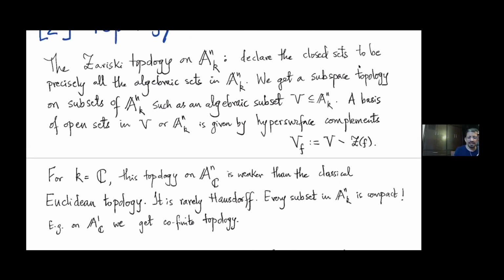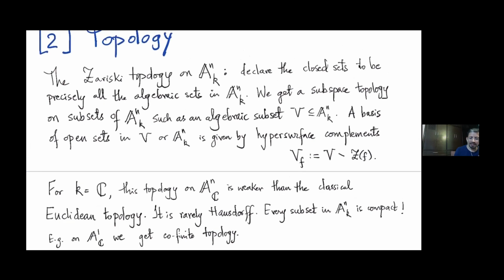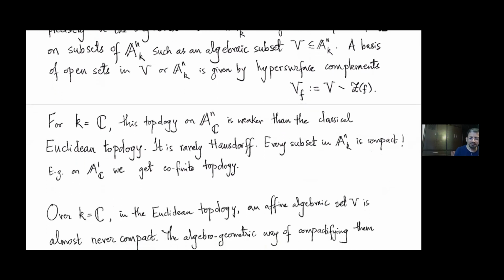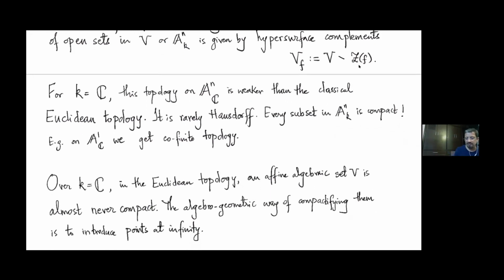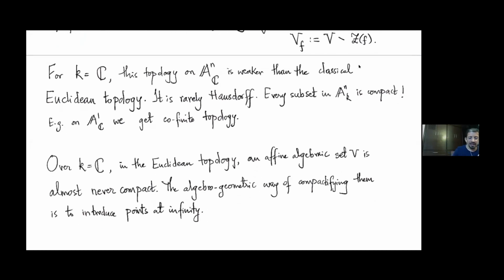The thing to keep in mind is that this topology is more of a bookkeeping device. So it's not the topological content here that matters, in the following sense. For example, if K is the complex numbers, one can compare this topology with the Euclidean topology, because C^n has the usual standard Euclidean topology, and this topology on A^n(C) is much, much weaker than the classical Euclidean topology. In fact, it's rarely Hausdorff, and every subset is compact. So that's pretty pathological. And for example, if you try A^1(C), one can easily show that.